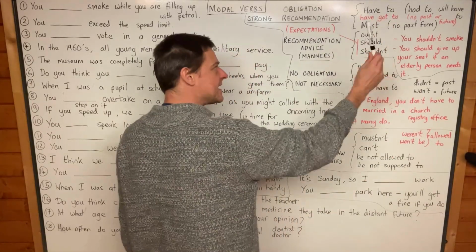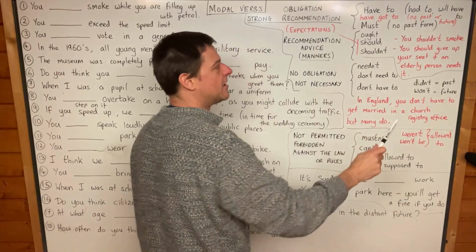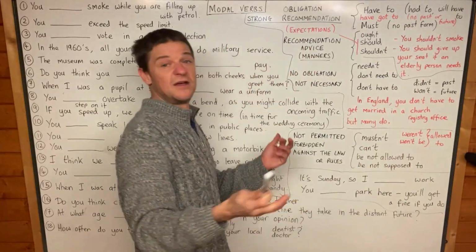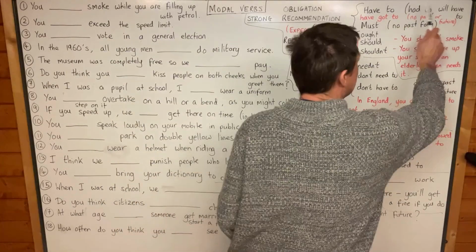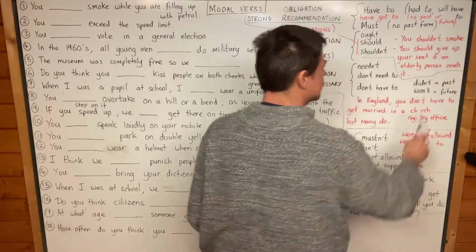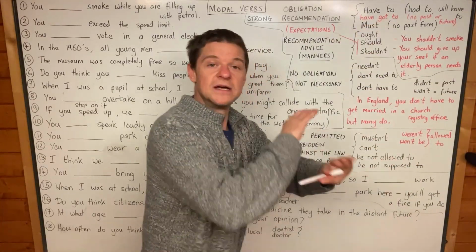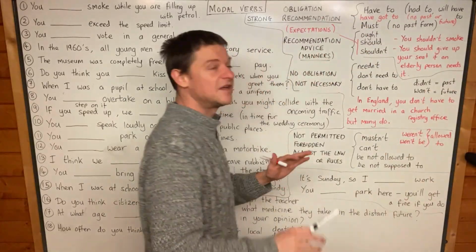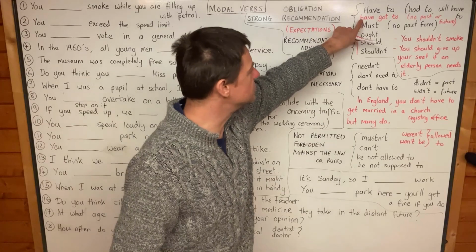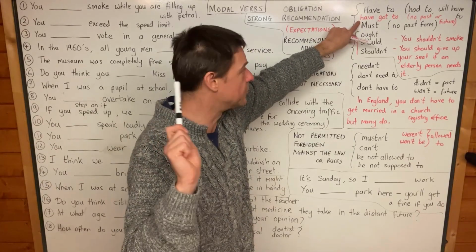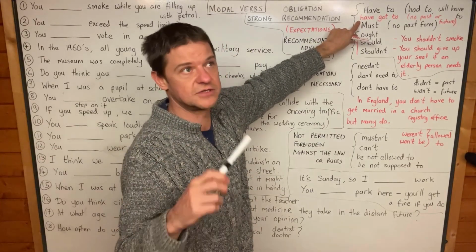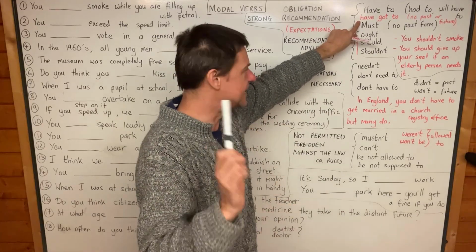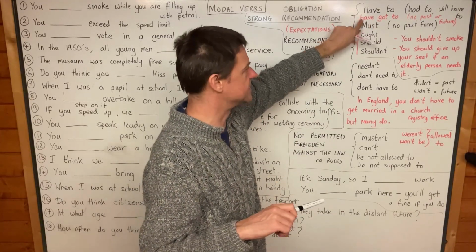I want to make it clear that have to has a past tense, had to, what you would expect, and it has a future tense, will have to. Have got to doesn't have a past tense and doesn't have a future tense. We only use have got to in present tense, okay? That's important. Don't say had got to, don't say will have got to. It isn't correct. Just present tense.